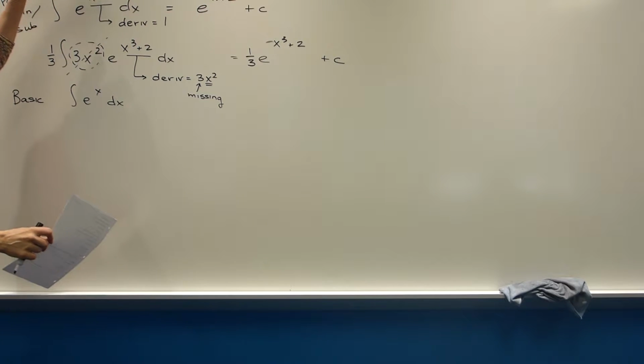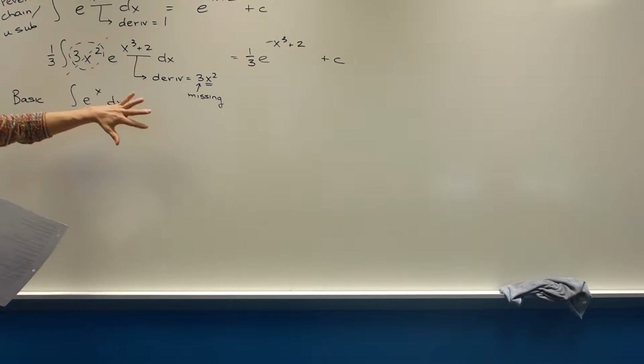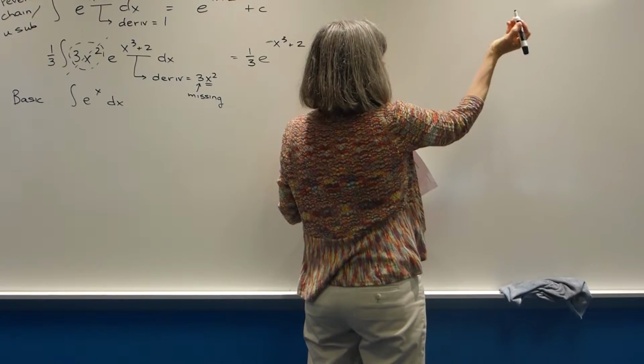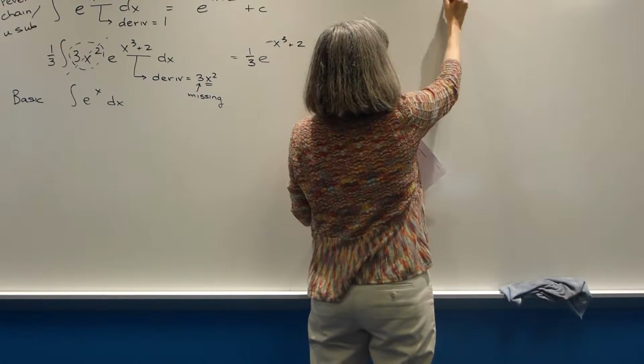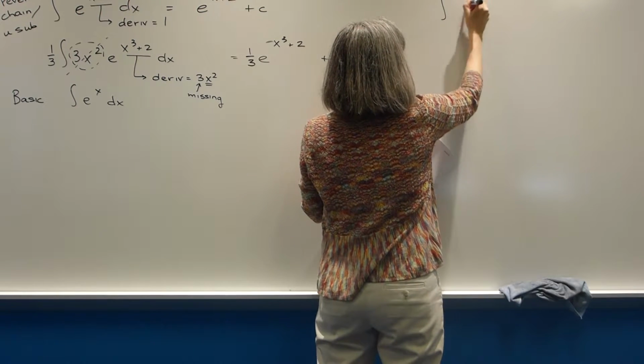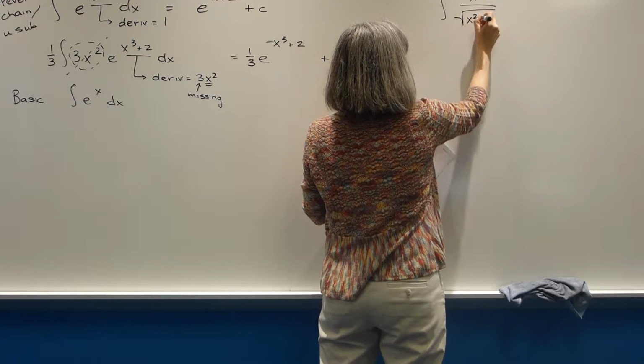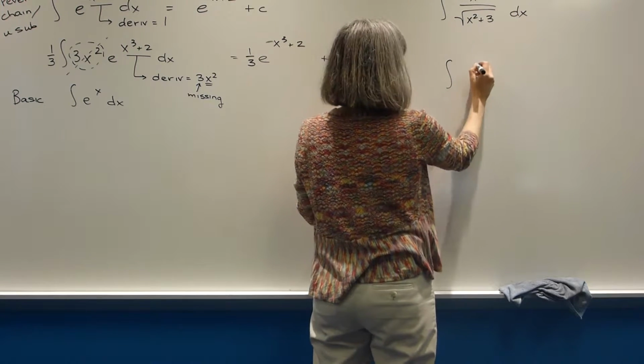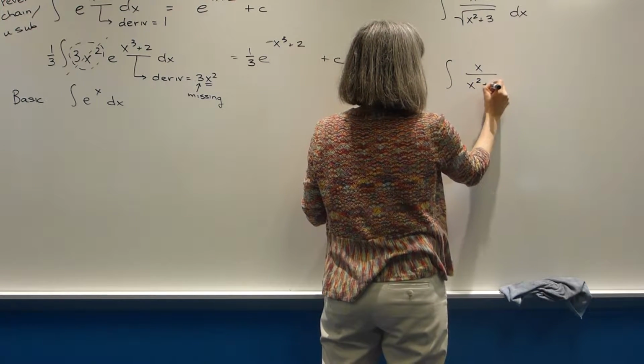Okay, so these are ones where you don't have, what am I trying to say? Fractions. So here are two more. x over the square root of x squared plus 3. And x over x squared plus 3.